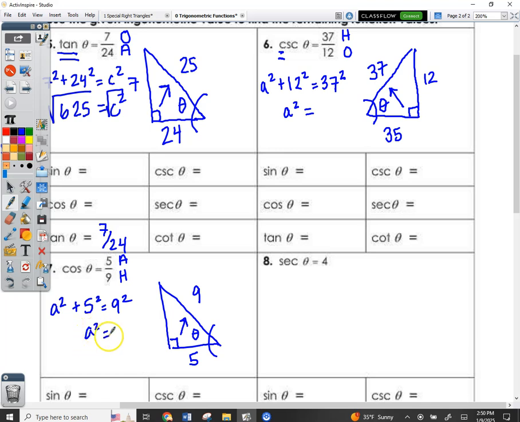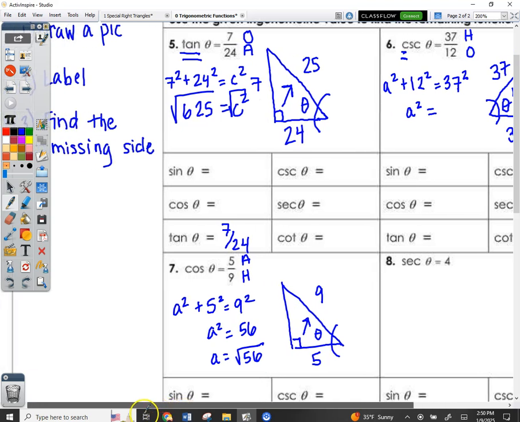You get a squared equals 55. Did you get 55 when you subtracted? 8 or 50? Oh, 56. Here we go. Nope, this one's not pretty. So a is the square root of 56. You want to leave it like that. You don't want the decimal.